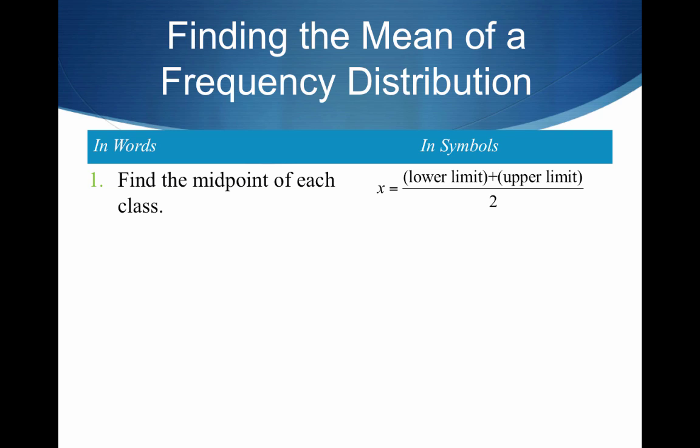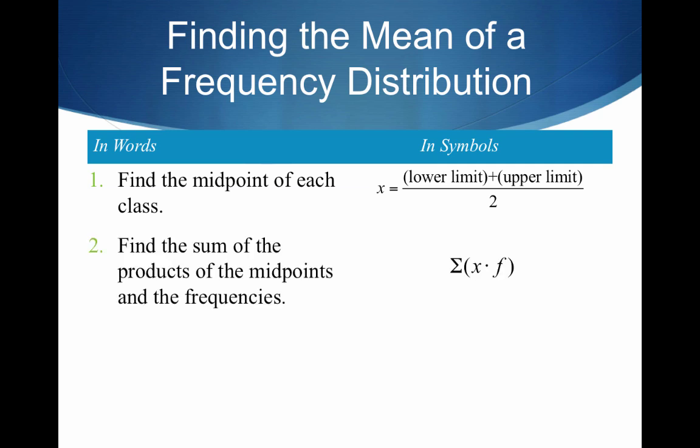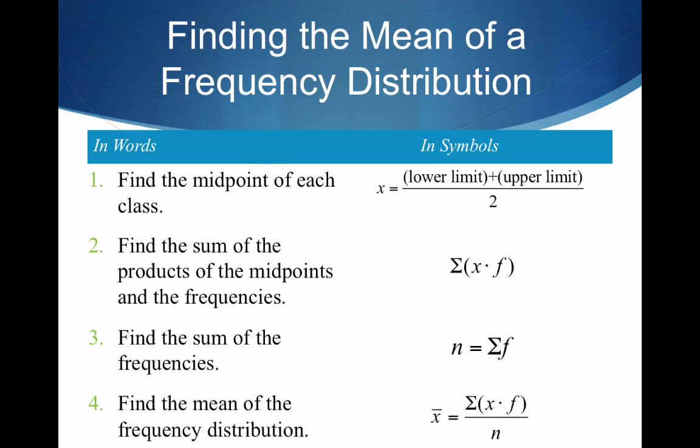So with finding the mean. So one here, finding the midpoint of each class. How do we find the midpoint? Remember, we add the lower limit and the upper limit of the classes and divide by 2. We want to find the sum of the products of the midpoints and the frequencies. We want to find the sum of the frequencies. And we want to find the mean of the frequency distribution, which essentially here in number 4 is just dividing our answers to number 2 and 3.